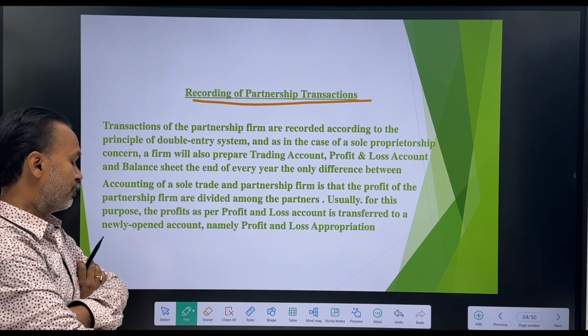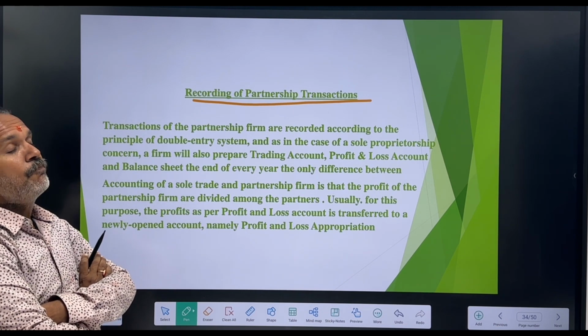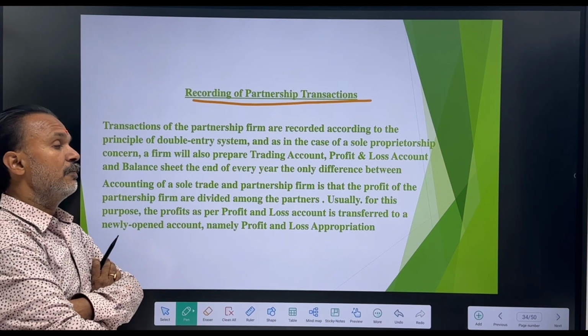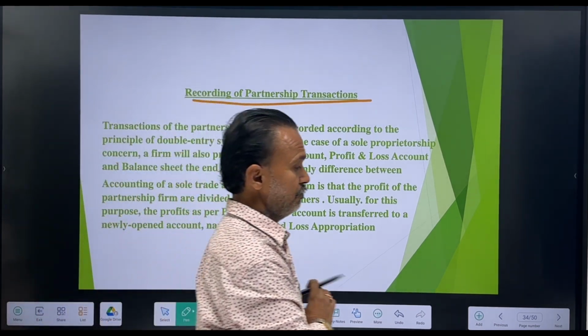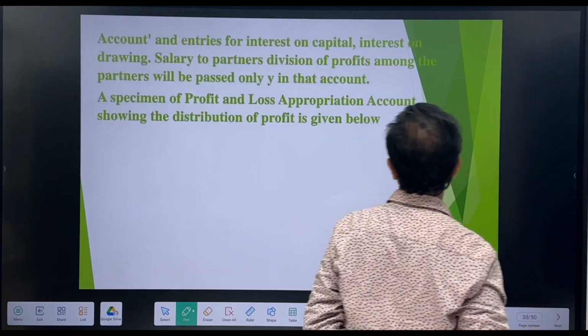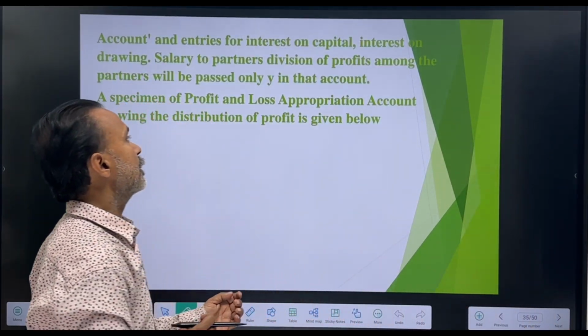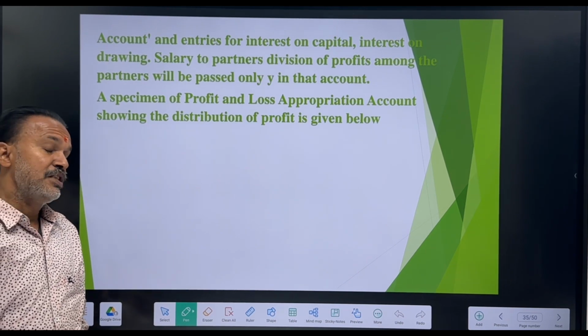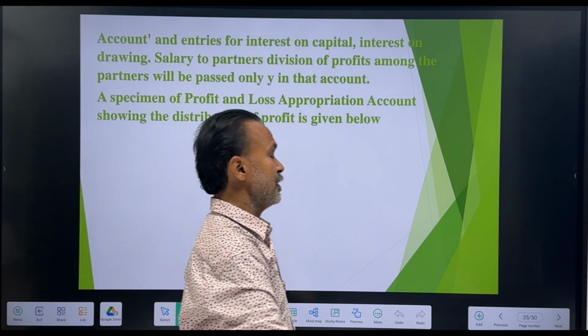sharing ratio. In the case of firm, for recording partnership transaction, we prepare two accounts. First account is called PL appropriation account and second account is called partners capital account. First account is PL appropriation account.